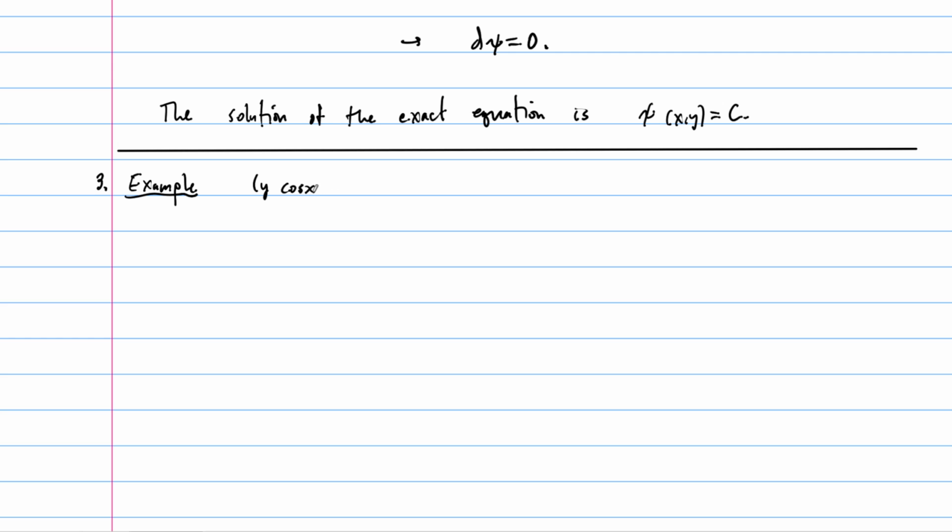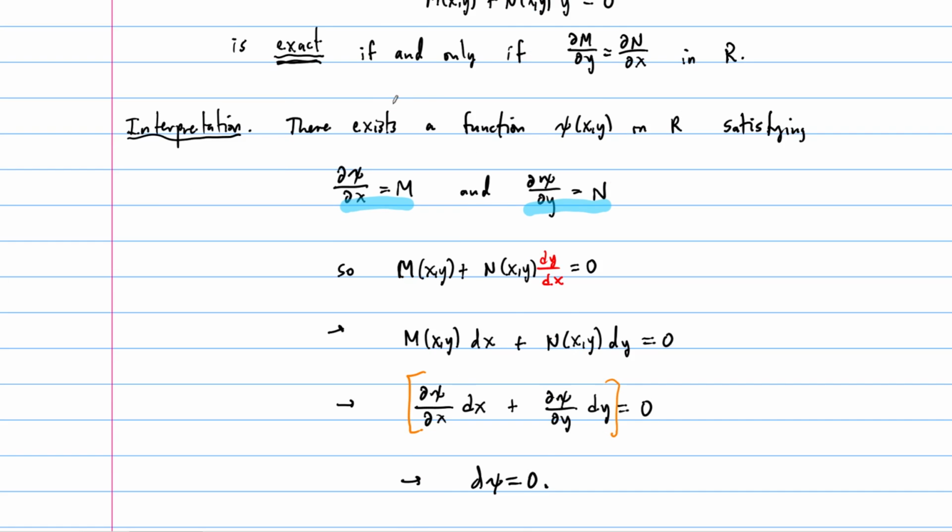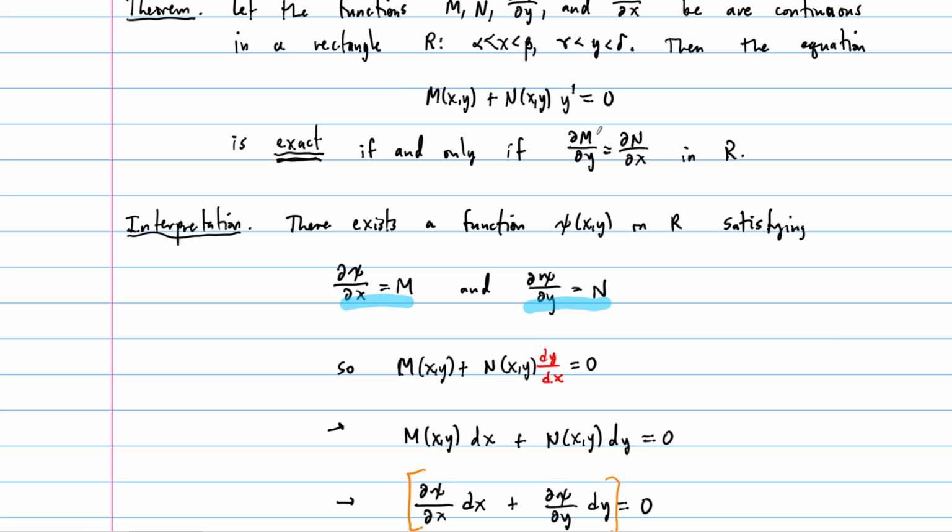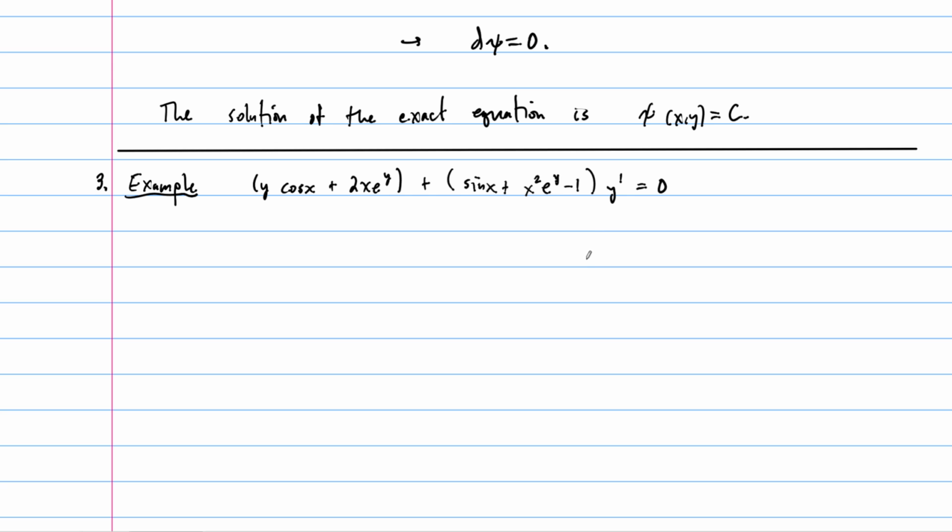This differential equation is going to be (y cosine of x plus 2x e to the y), and then plus (sine of x plus x squared e to the y minus 1) times y prime equals 0. All right? So I want you guys to take a moment and verify that this equation is exact. So apply our theorem. Identify the functions m and n, take the appropriate derivatives, and check that those are equal to each other. And once you've verified that it's exact, come back and we'll solve this one together.